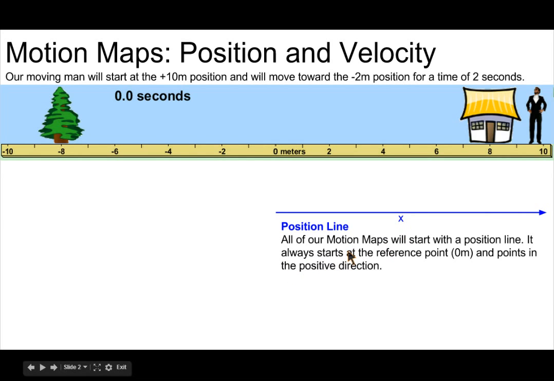All of our motion maps will start with one of these position lines, and they always start at the reference point, or 0 meters, and always point in the positive direction, which in this case is to the right.